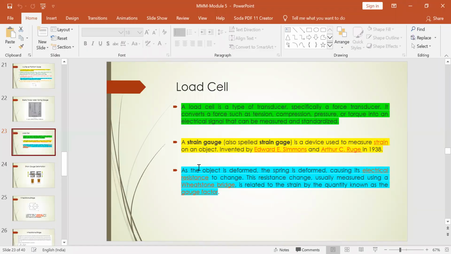What happens? As the object is deformed, the strain gauge also gets deformed. What does it result in? It causes the electrical resistance to change. The resistance change is usually measured by using our Wheatstone bridge. It is related to the strain by the quantity known as the gauge factor. Whenever you pass a current through the Wheatstone bridge, it shows some resistance to the flow, and that is also measured with the help of the gauge factor.